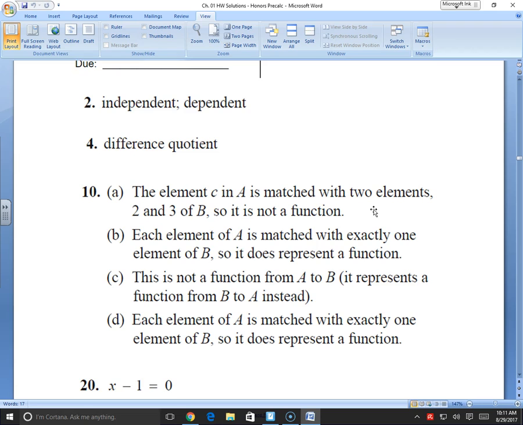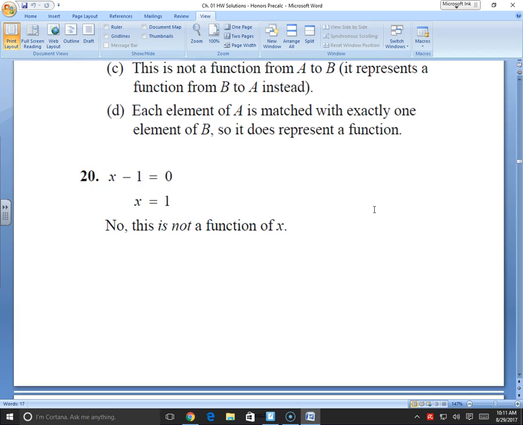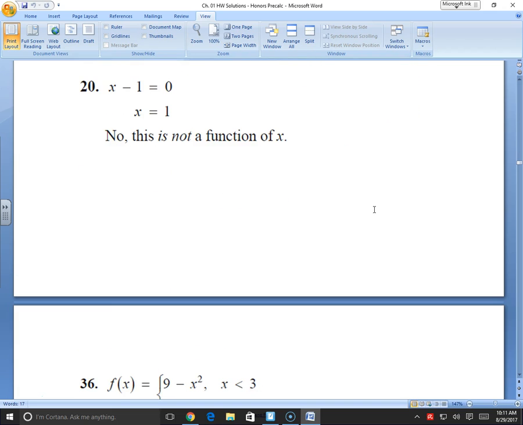Number 10: A is a no. B is a yes. C is a no. D is a yes. 20 is a no. Just real quick, because I'm sure a few of you didn't like number 20.